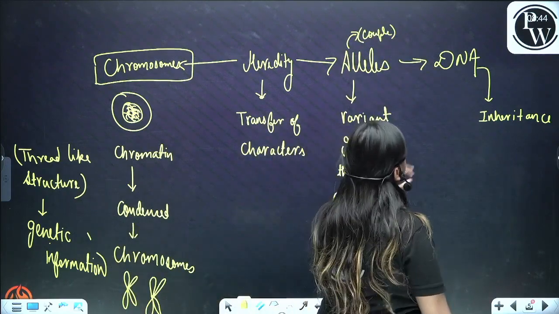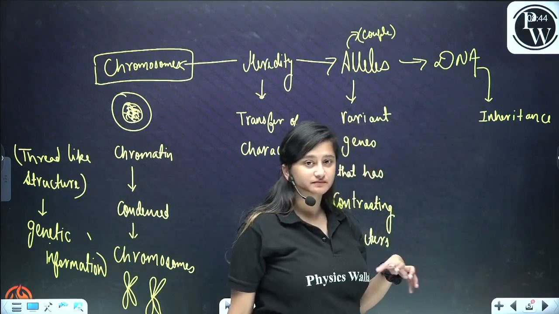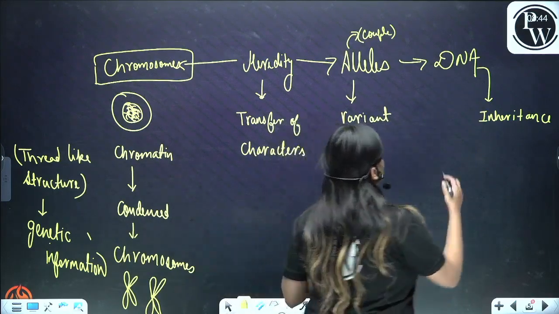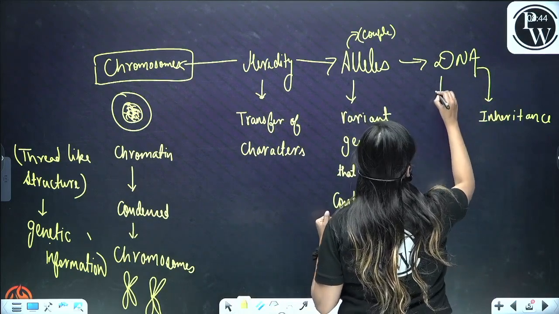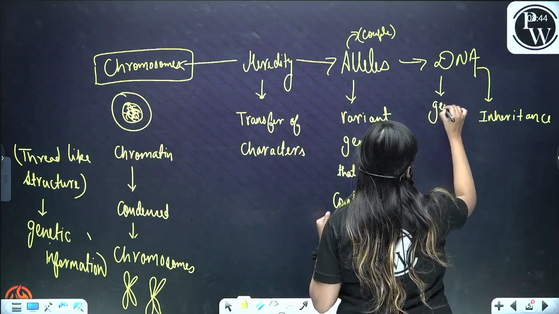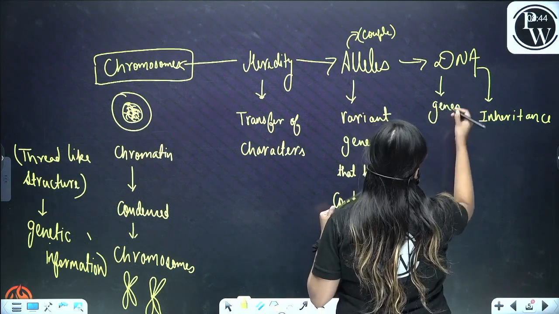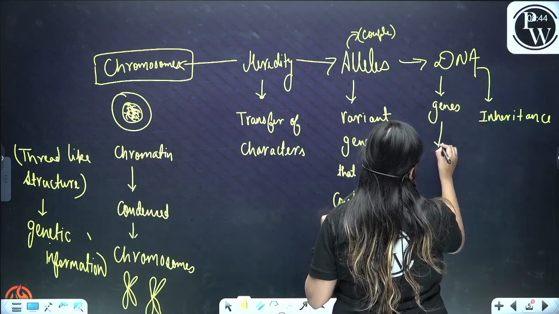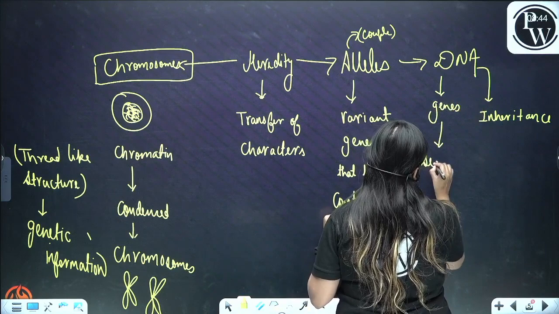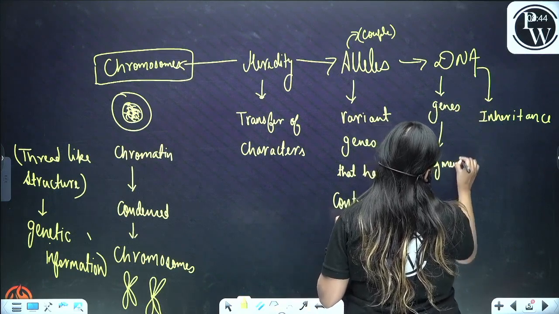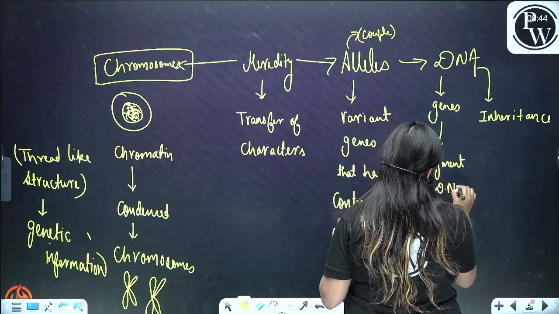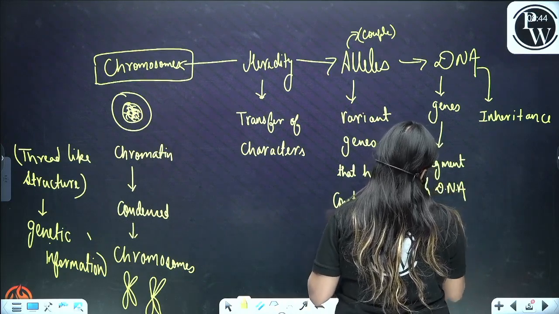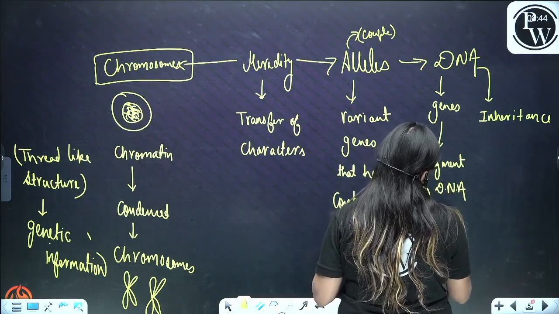Okay. Now what is this DNA? DNA is deoxyribonucleic acid, right? And what are genes? Genes are the segment of DNA that codes for protein.